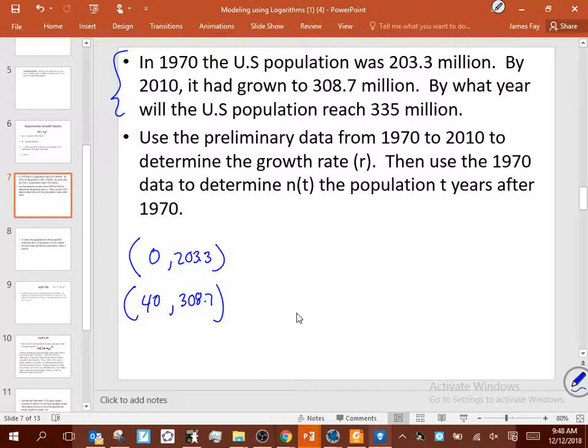So they ask us, can you project when there's going to be 335 million? I don't know my growth rate, right? When I think about my formulas, A of T is equal to A sub 0 e to the rt, and whatever variables you want to use, A, P, N, whatever. We now have some information here to actually allow us to find our rate. What was my initial amount?